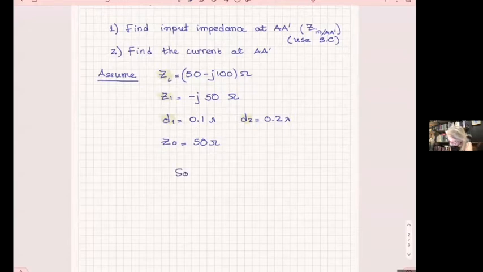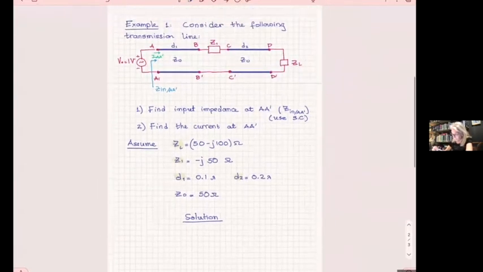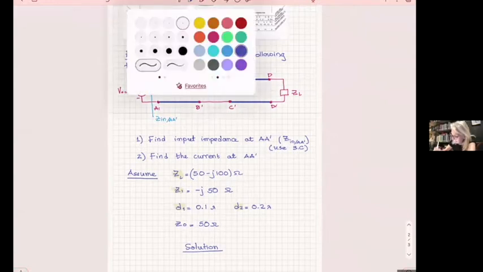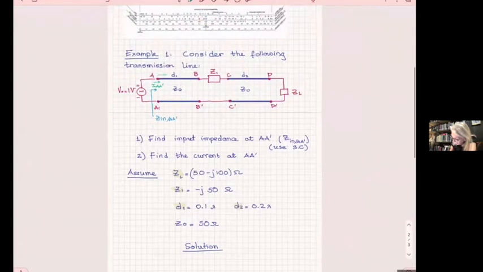Before I continue, do you need any clarification in what I wrote? Is D1 the distance from AA prime to BB prime? Yes. And then D2 CC prime to DD prime? Exactly. Okay, thank you. Sure. So here, since there is a question there, it's this one.